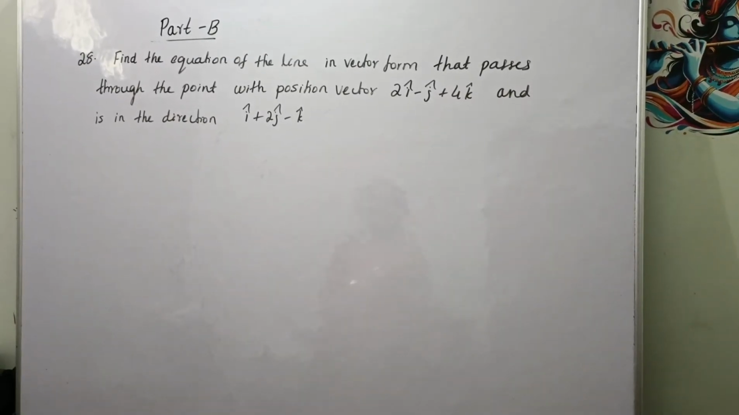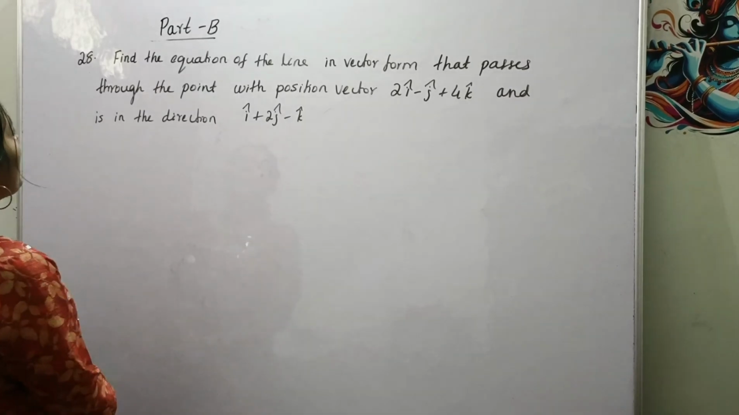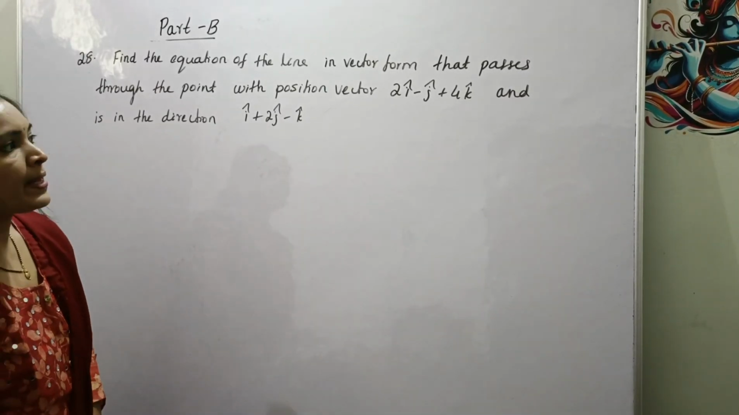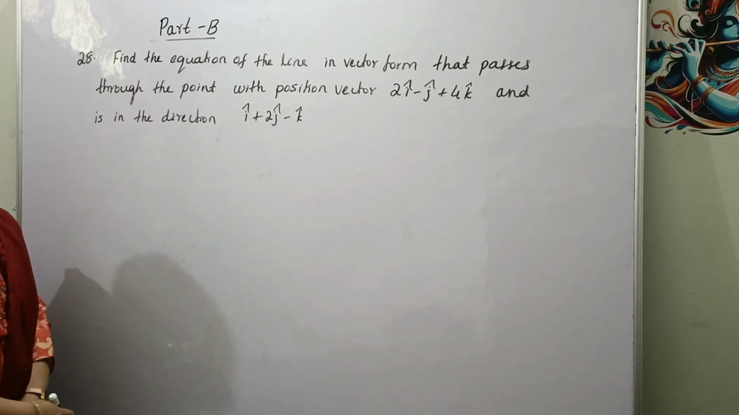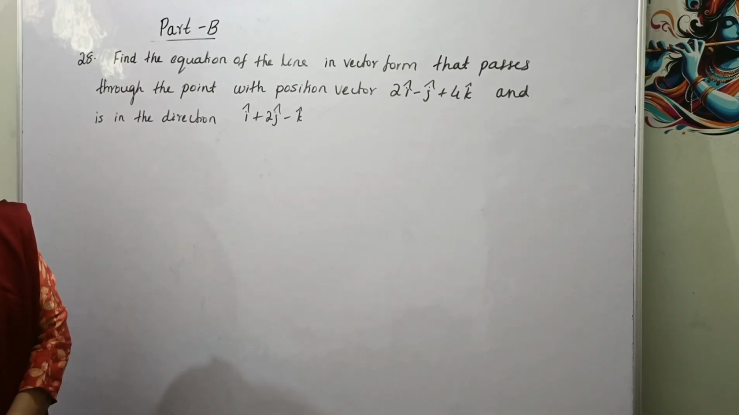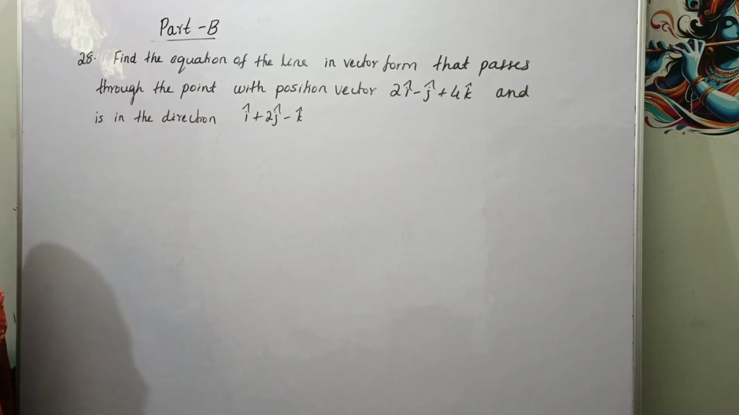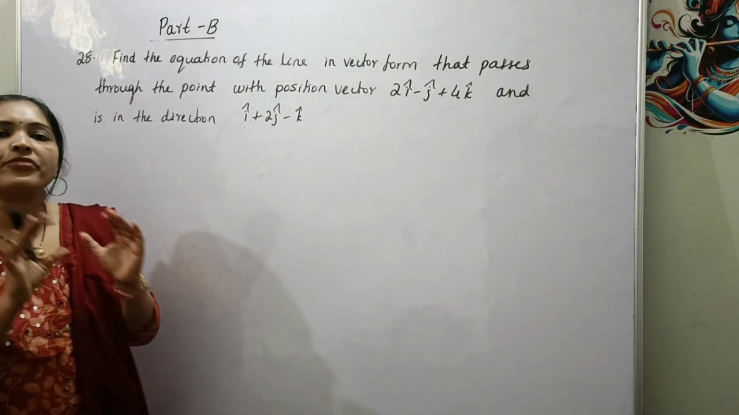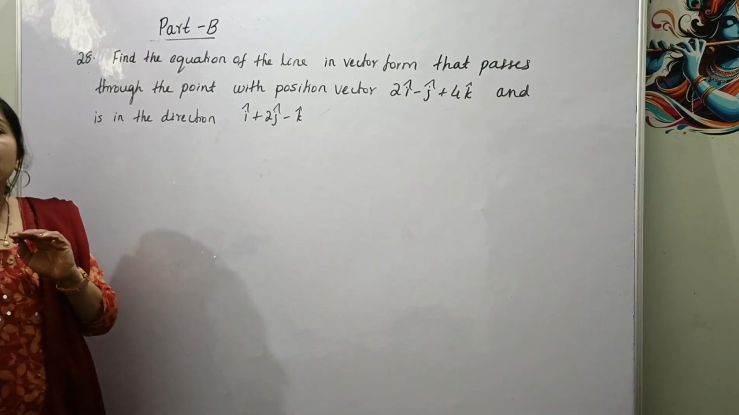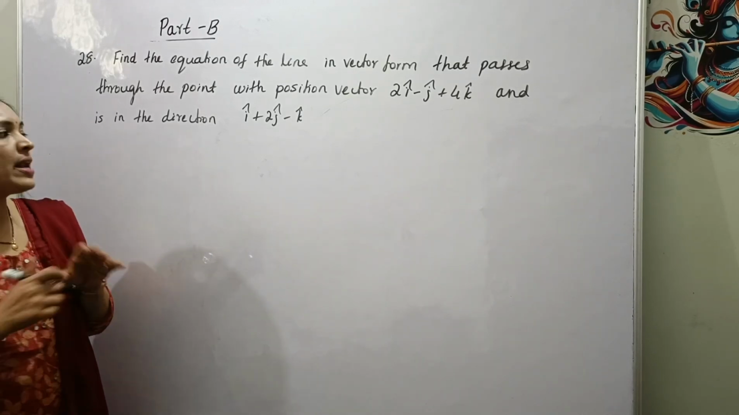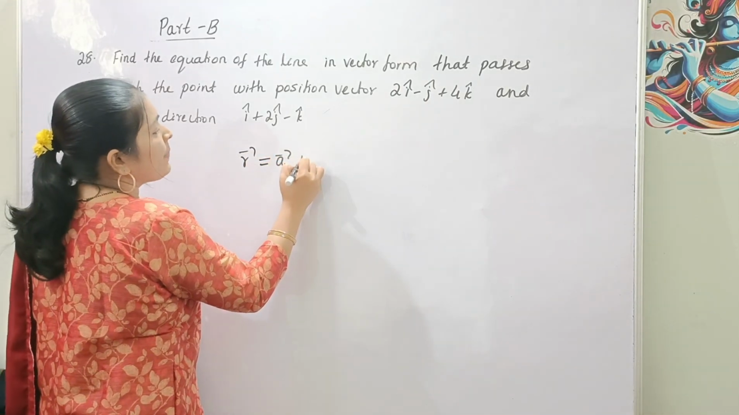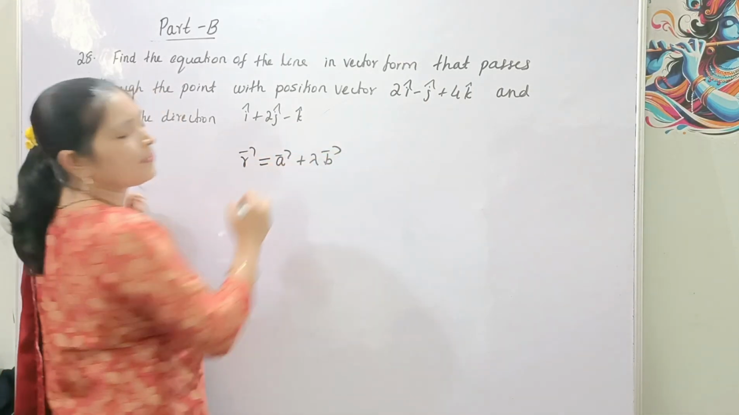Find the equation of the line in vector form that passes through the point with the position vector 2i minus j plus 4k and is in the direction i plus 2j minus k. Here, in three-dimensional geometry we learned that the equation of a line passing through a point and parallel to a given vector is vector r is equal to vector a plus lambda vector b.